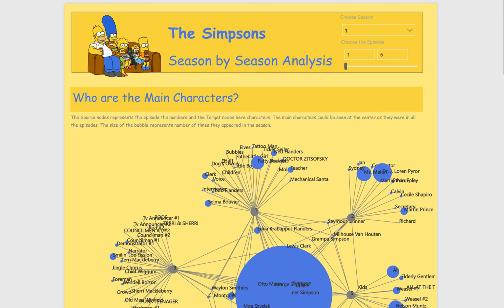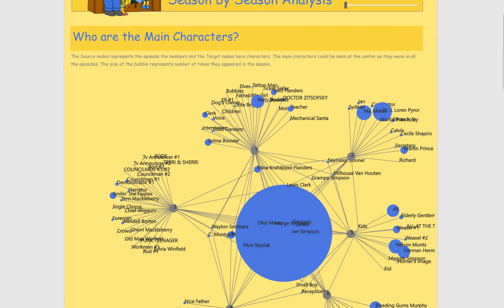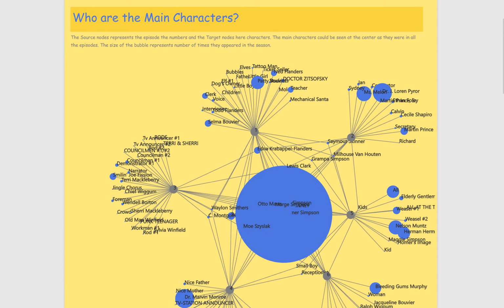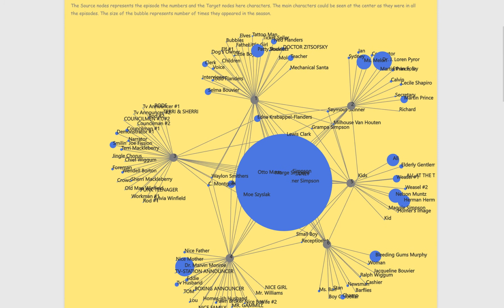Alright, so what we have got over here is the Simpsons season by season analysis. You can choose the seasons over here, what season you want to check for, and then further you can choose which episodes you would want to do an analysis for. And what you're seeing over here, the first thing is who are the main characters, and what we have got over here is a network graph.